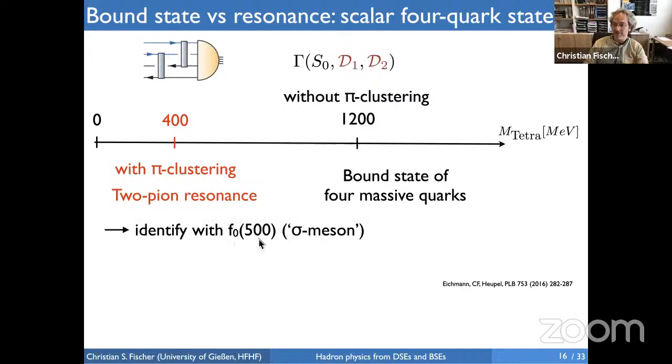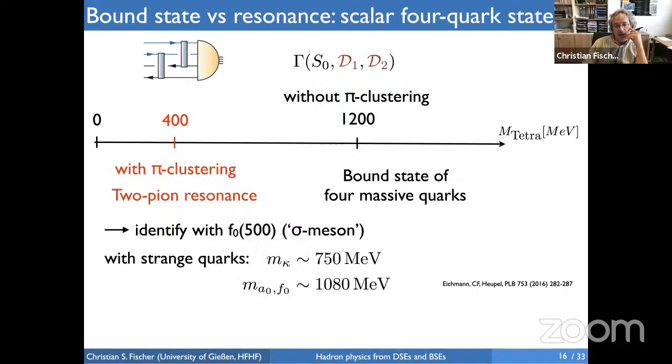The F0(500), the lowest state in this 4-quark nonet that I showed you, has a mass of roughly 450 MeV, and it is known to be dominated by 2 pion clusters because it decays heavily into 2 pions. It has a very, very large decay width. So that's very, very interesting. We can identify this state with the F0(500). We can also do this game with strange quarks. We find for the kappas masses of roughly 750, 800 MeV, and for the a0, f0 masses of roughly 1080 MeV. So the correct mass ordering as suggested by Jaffe.